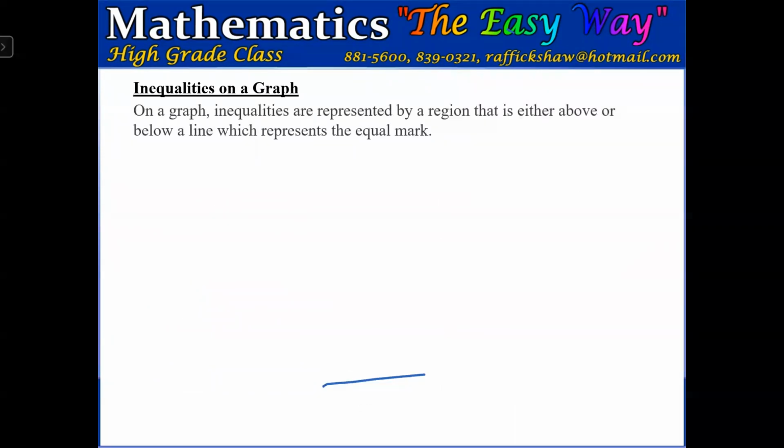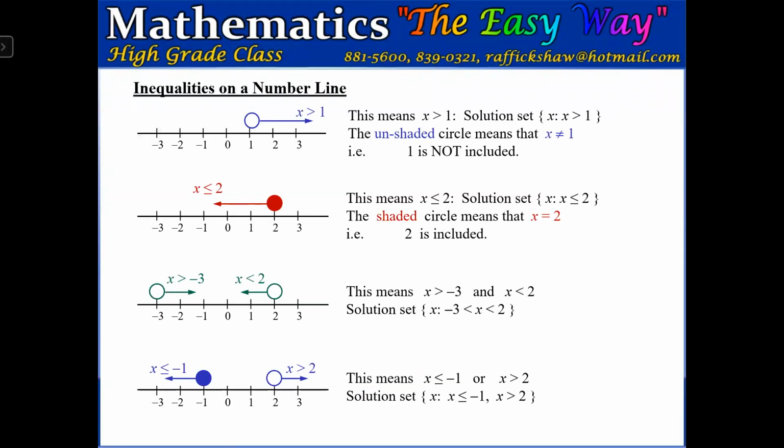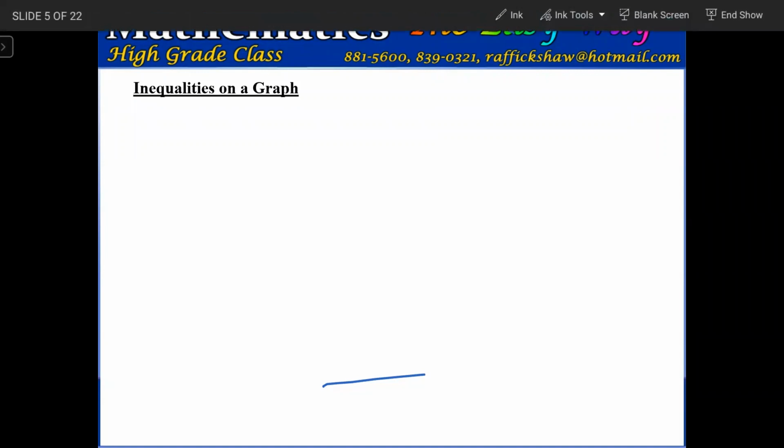Okay, so now we're going to talk about inequality on a graph. Before this, we did inequality on a number line. Now we're talking about inequality on a graph. Let me tell you straight off the bat before we go further: inequality on a graph is used to identify a region that is either above a line or below a line.